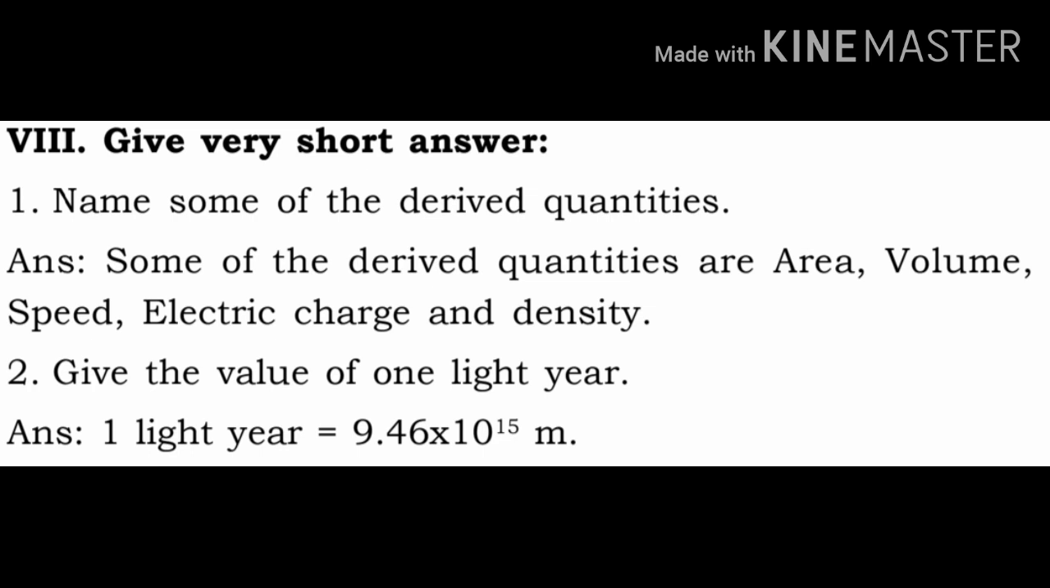Second one: give the value of 1 light year. What is the value of a light year? 1 light year is equal to 9.46 into 10 to the power of 15 meter. So 9.46 into 10 to the power of 15 meter is the value of 1 light year.